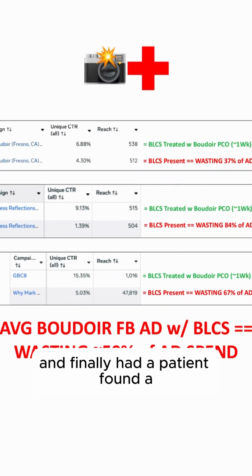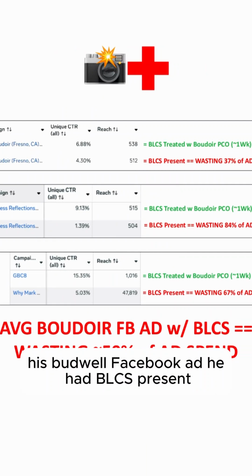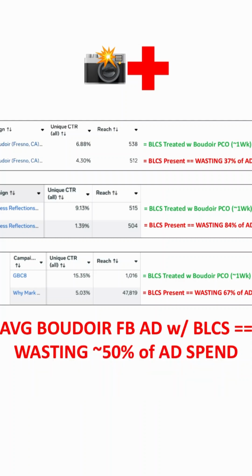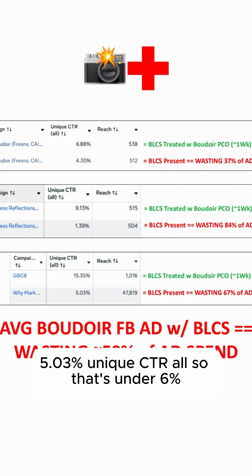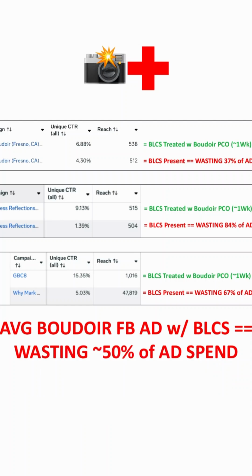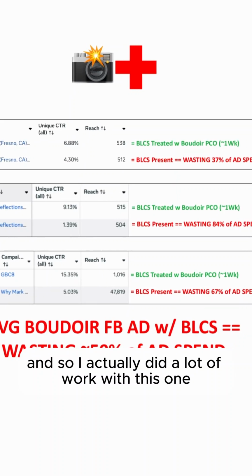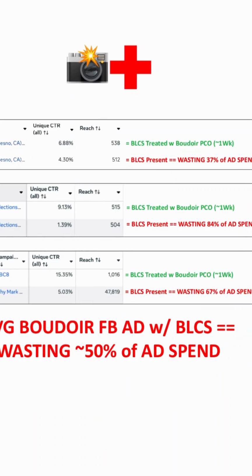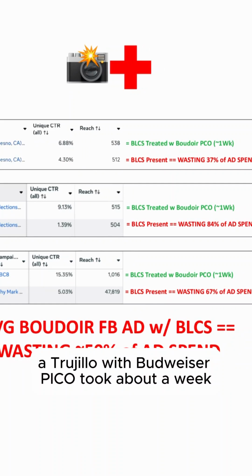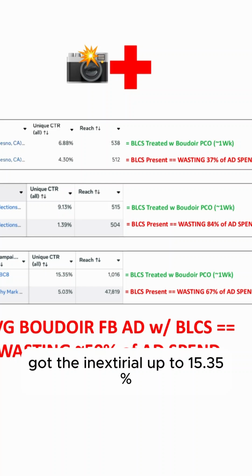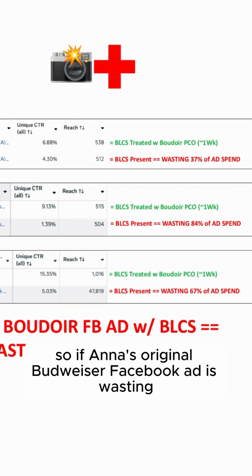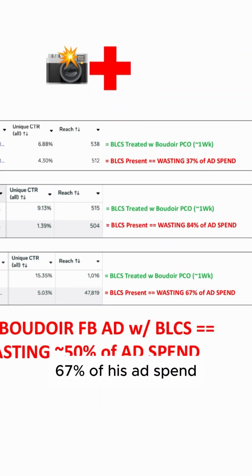And finally, I had a patient whose Boudoir Facebook ad I found. He had BLCS present, 5.03% unique CTR, so that's under 6%. That's Boudoir low click syndrome. And I actually did a lot of work with this one. Treated with Boudoir Pico, it took about a week, and we got the unique CTR up to 15.35%. So we found out his original Boudoir Facebook ad is wasting 67% of his ad spend.